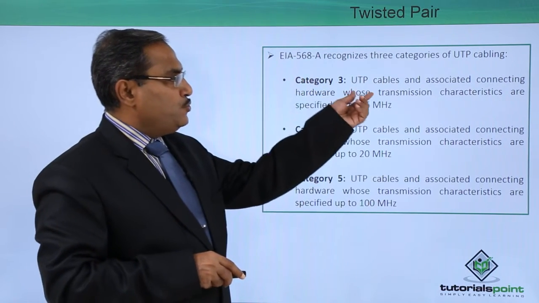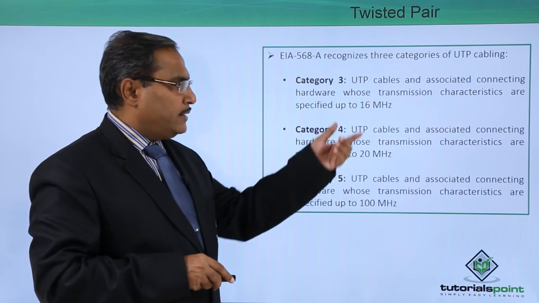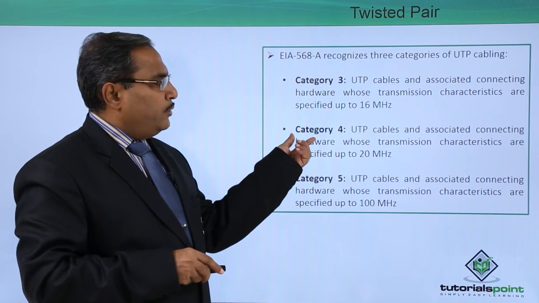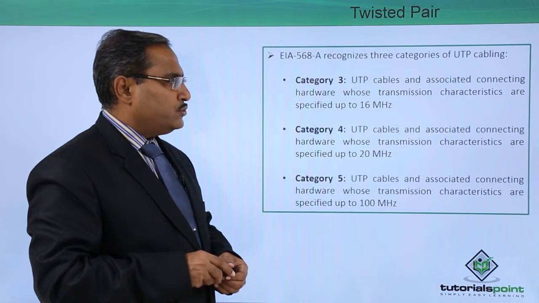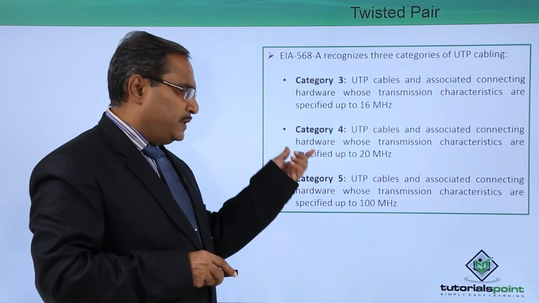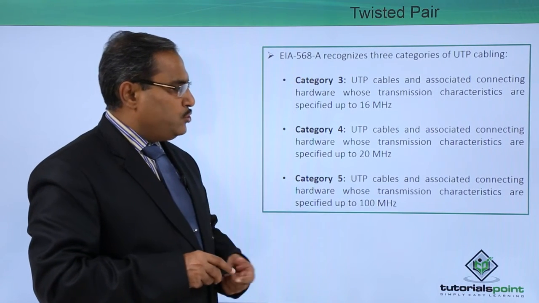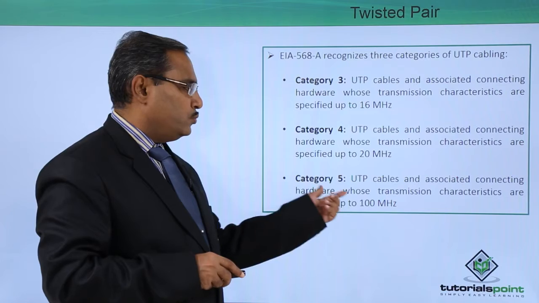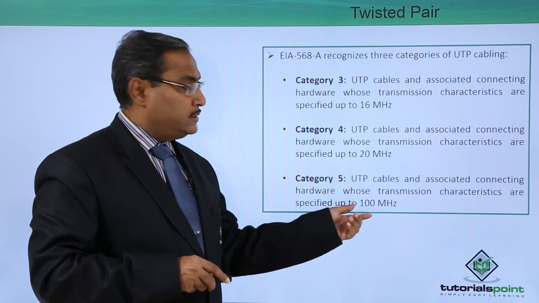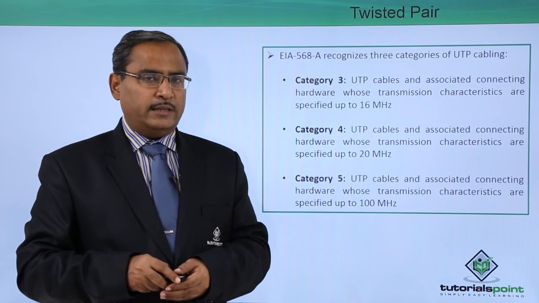Cat 3 UTP cables and associated connecting hardware have transmission characteristics specified up to 16 MHz. Category 4 UTP cables and associated connecting hardware have transmission characteristics specified up to 20 MHz. Category 5 UTP cables and associated connecting hardware have transmission characteristics specified up to 100 MHz. And nowadays we also have Cat 6, category 6, available in the market.